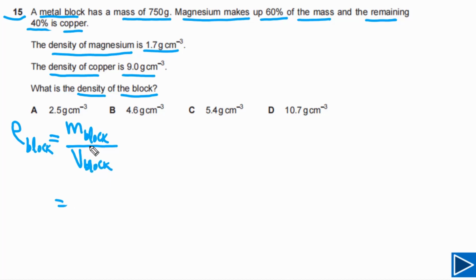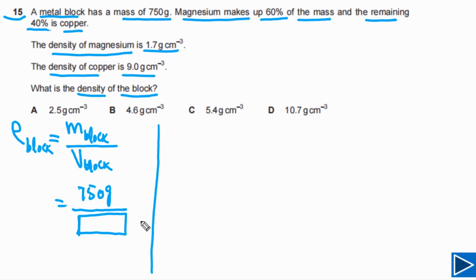But for this question, the mass of the block is given, so simply we can write down the mass of the block is 750 grams. We will use grams here because our answer has to be in grams per cubic centimeter. So for the mass, we can use the unit grams. And this one has to be divided by the volume of the block. Now this is the point we need to find out. We need to find out the volume of the block. So how can we find the volume of the block?